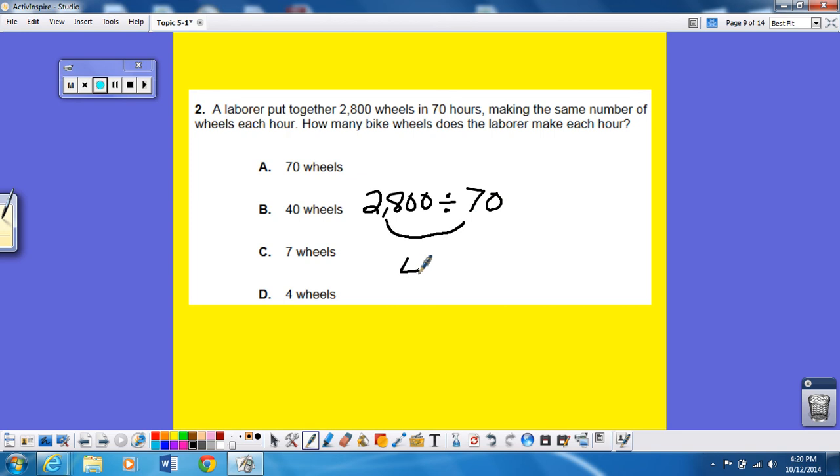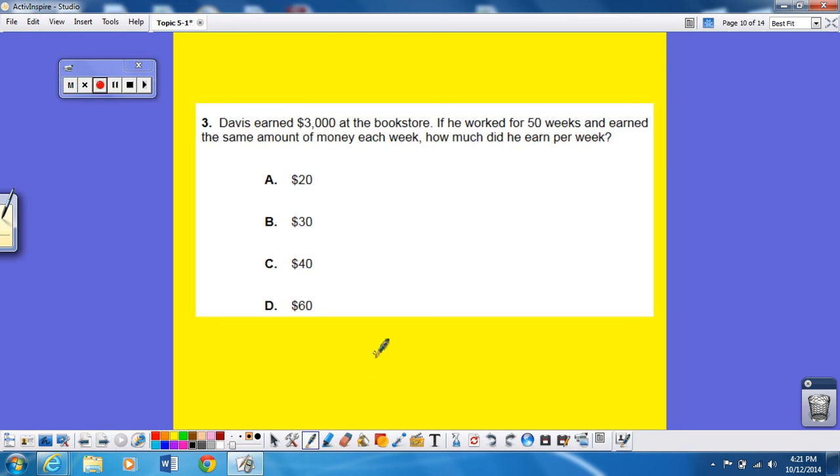28 divided by 7 is 4. This one cancels this one. I have 1 0 left. My answer is 40. And when you think about it, that makes sense. If you have 2,800 wheels, you could make about 40 an hour, or you could make 40 an hour if you worked for 70 hours. So always stop and ask yourself, does this problem make sense with what it's asking me?